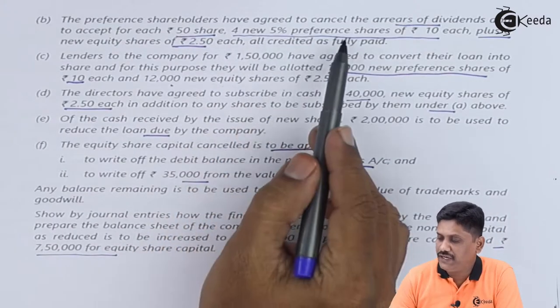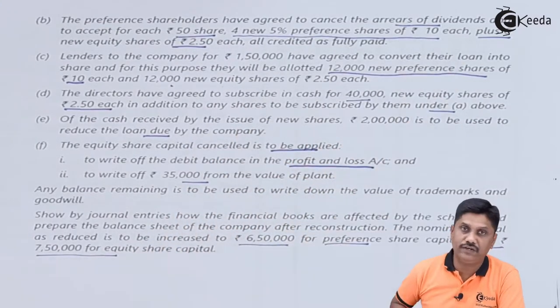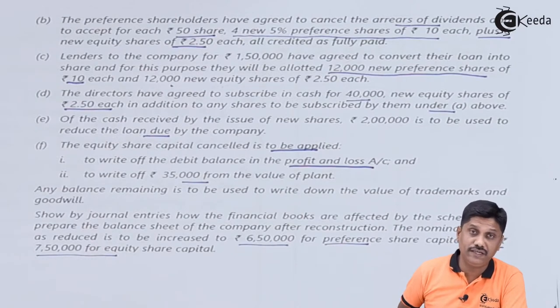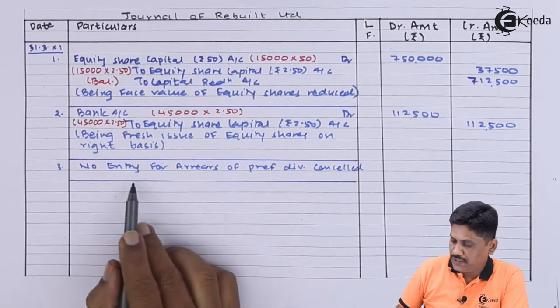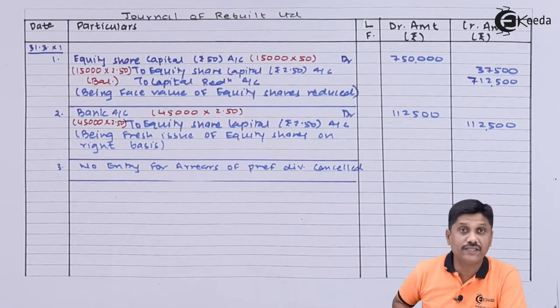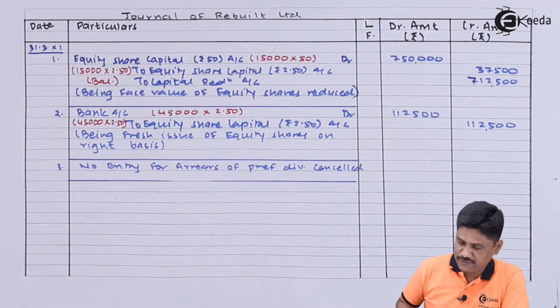Preference shareholders have agreed to cancel the arrears of dividend. Importantly, arrears of dividend is your contingent liability. It is not recorded in the amount column of the balance sheet. So if that liability gets cancelled, we will not pass any entry. So students, no entry for arrears of preference dividend cancelled. Let's go with the next.